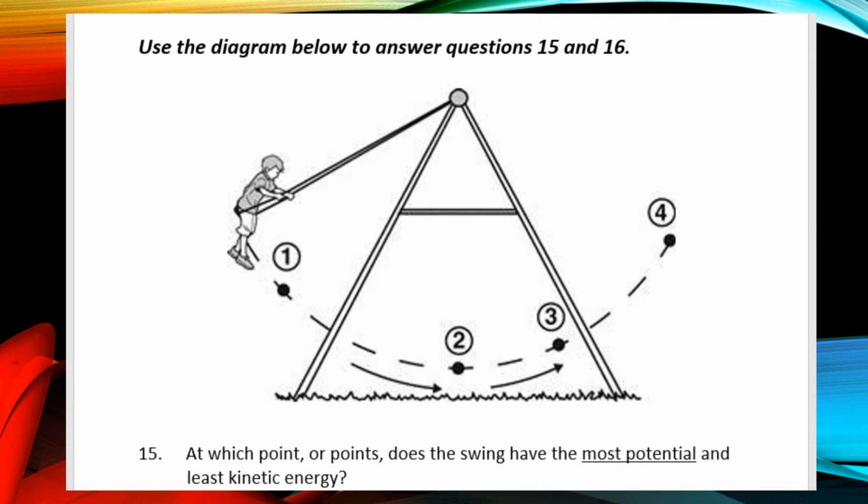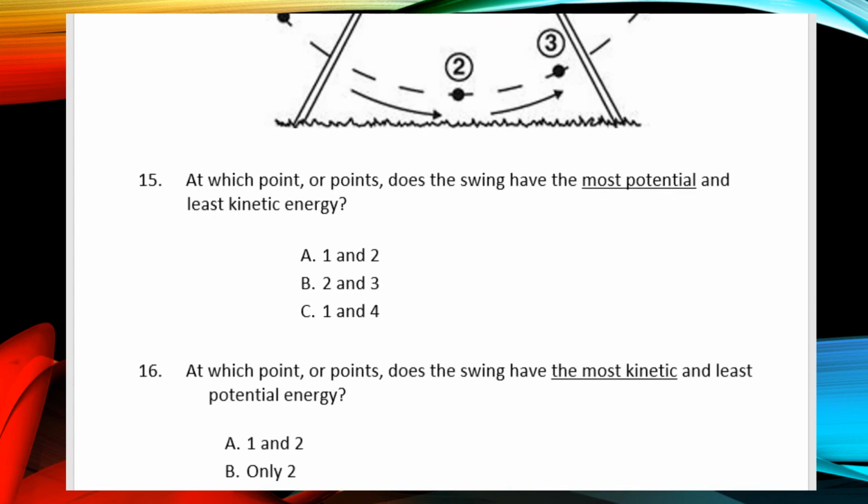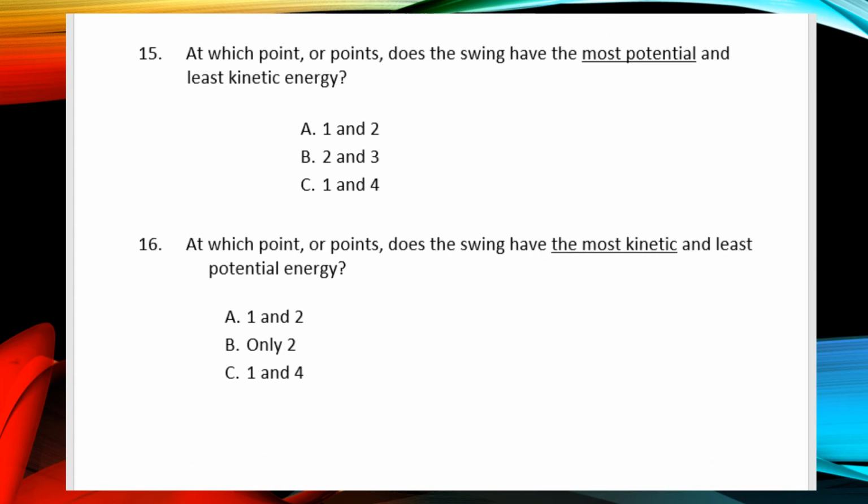Use the diagram below to answer questions 15 and 16. Question number 15. At which point or points does the swing have the most potential and the least kinetic energy? A, points 1 and 2. B, points 2 and 3. C, points 1 and 4.